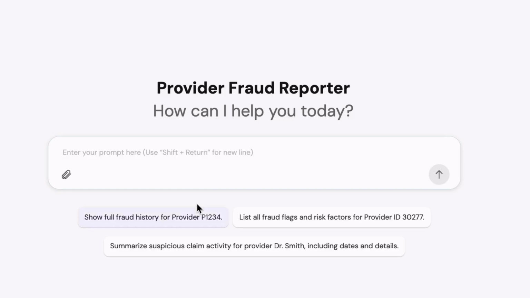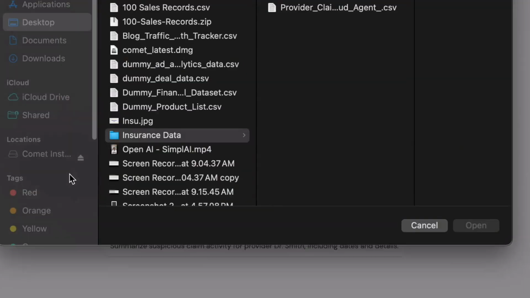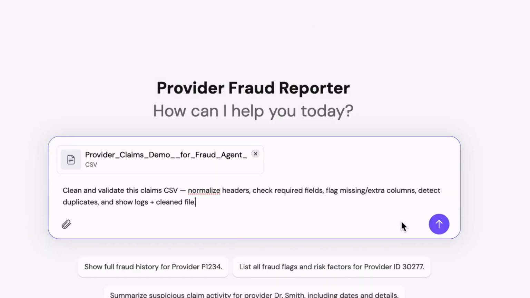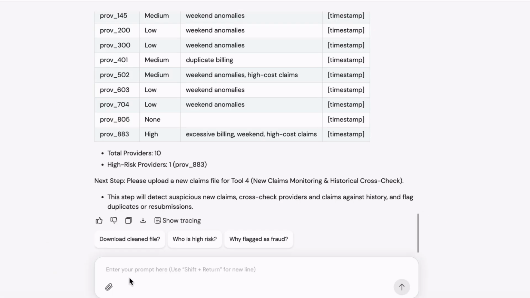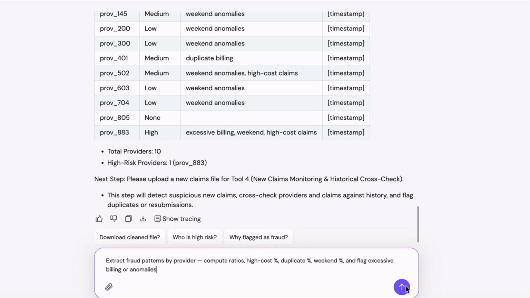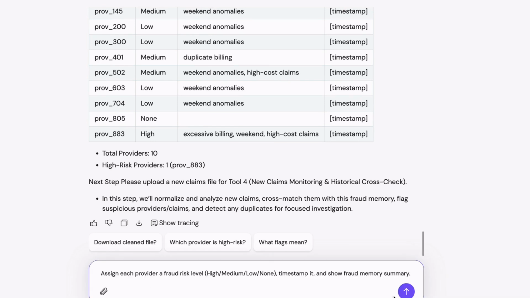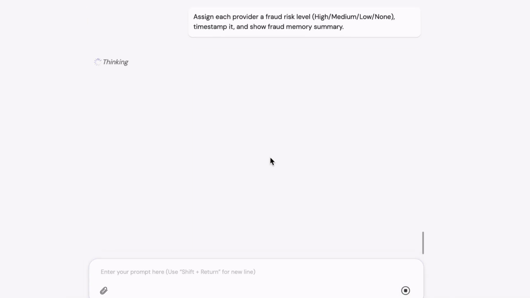First, it cleans and validates the claims file, fixing headers, checking required fields, and flagging duplicates. Then, it groups claims by provider and spots suspicious patterns, like excessive billing ratios, weekend anomalies, or duplicate submissions. It assigns every provider a risk level and remembers it, building a living fraud memory that learns over time.